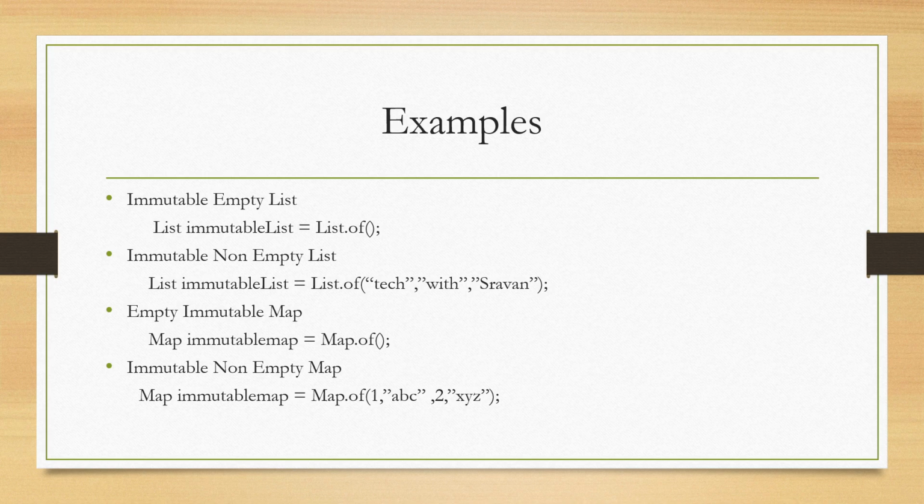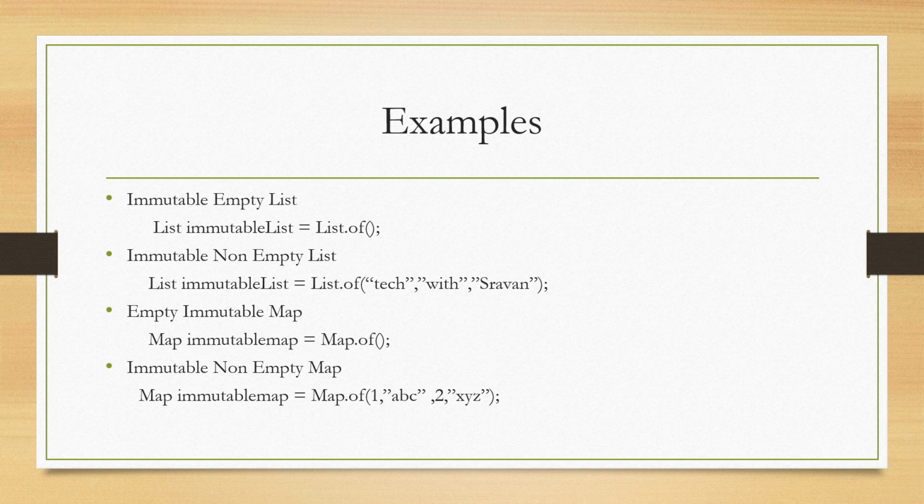Similarly, an empty immutable map is Map.of(). If you want to create a non-empty map, Map.of() takes 1 comma abc. Here 1 is a key and abc is a value, the same as 2 comma xyz, where 2 is a key and xyz is a value. If you print the map, it will print like 1=abc, 2=xyz. In this way, using the factory methods, we can create objects of the collections.